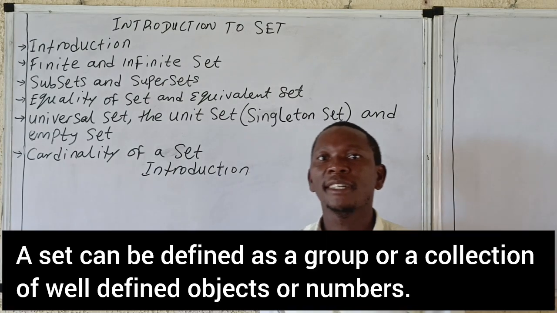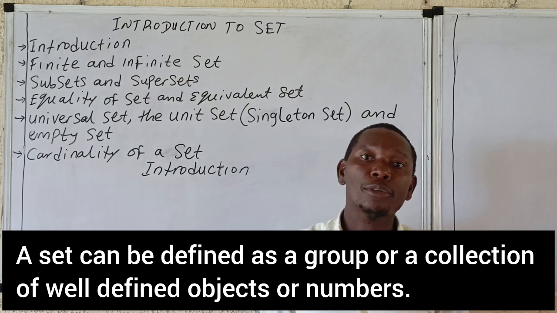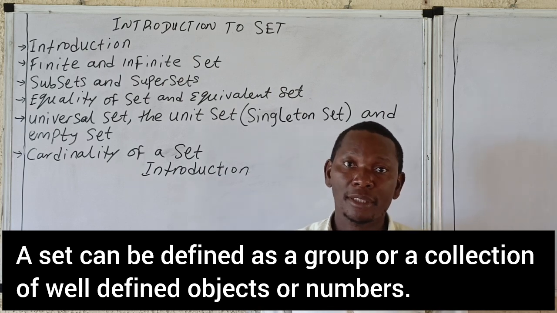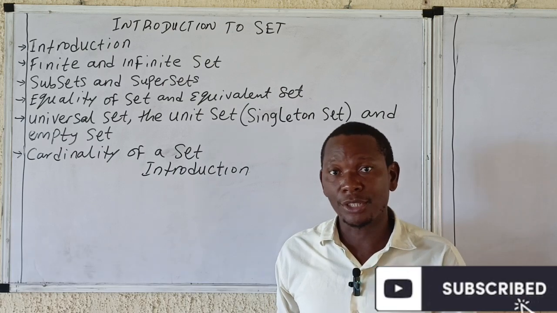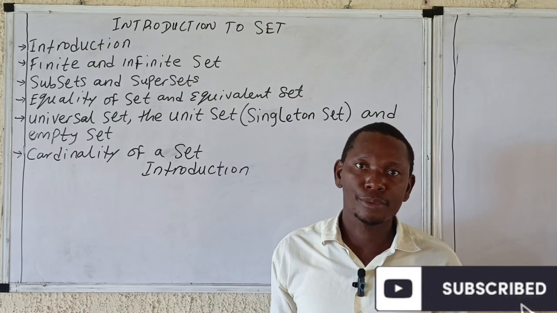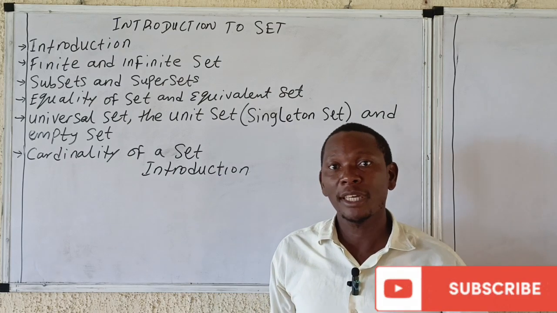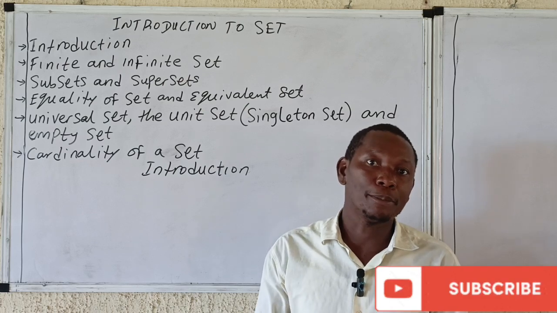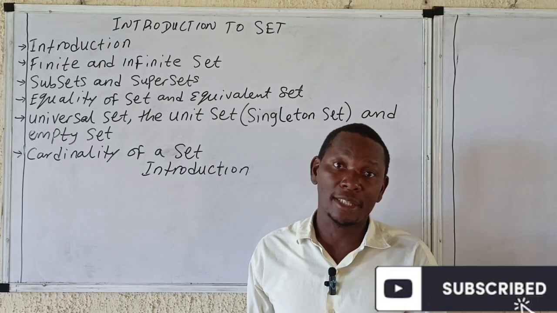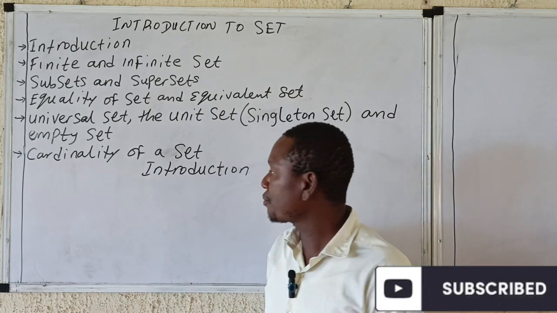What is set? Set can be defined as a group or a collection of well-defined objects or numbers. In real life sense, you can even refer to a set of cars in the garage, set of spoons, or even a group of people, for example, set of students in a particular class. So these are practical senses in which you can use the term set. For example, let's learn how to describe a set.